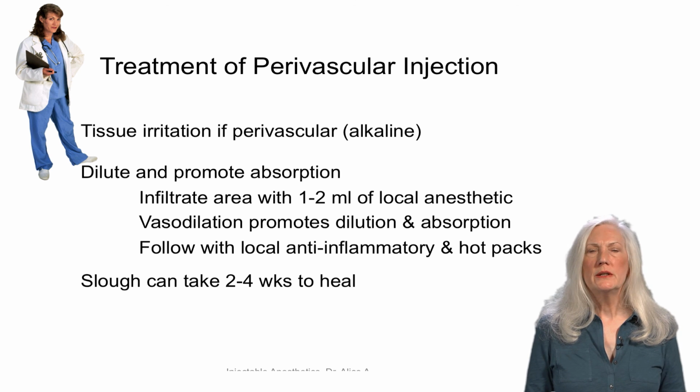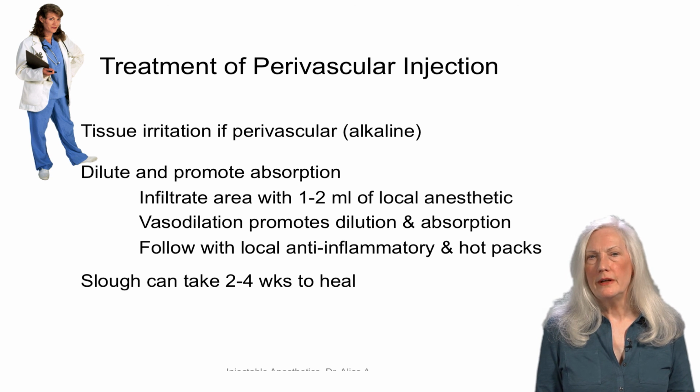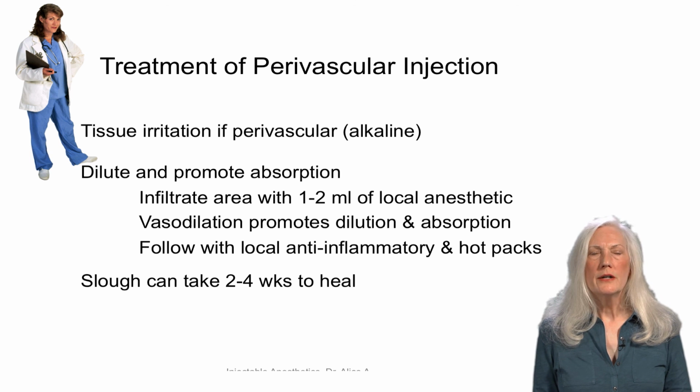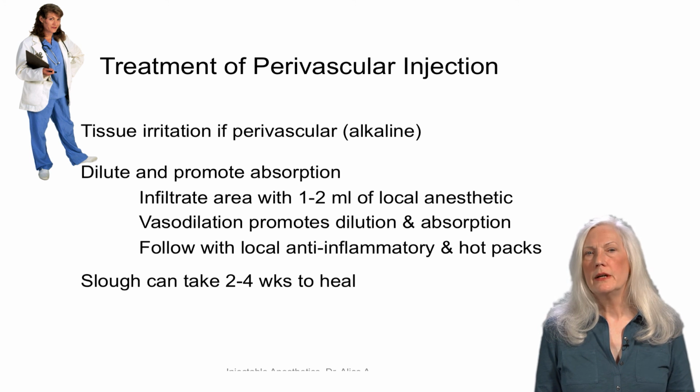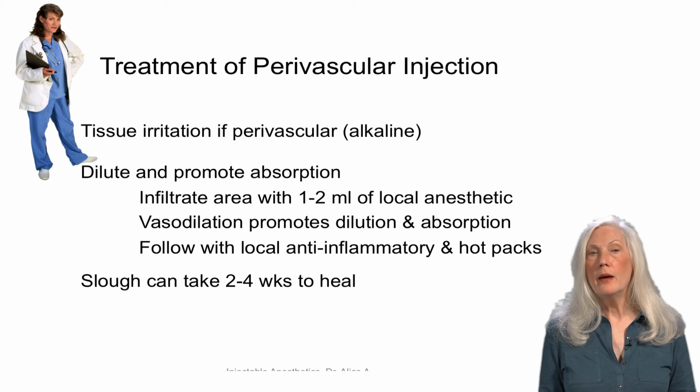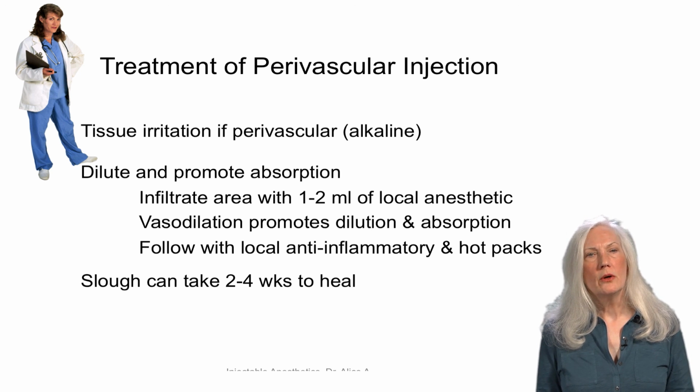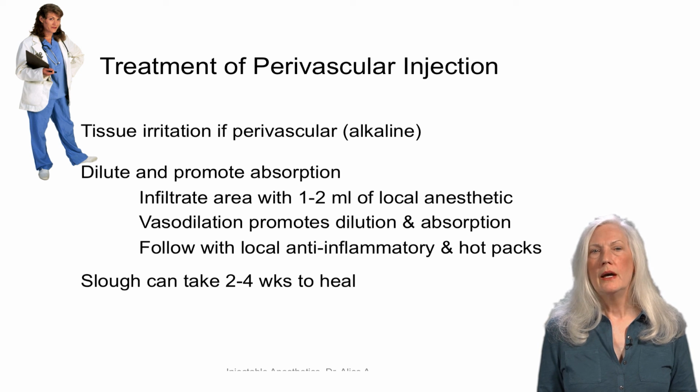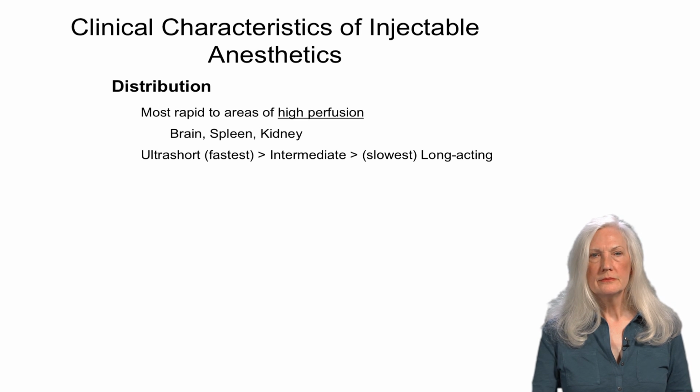But what if you inject intravenously, but it misses the vein? If it's a drug that causes sloughing, you should treat it by diluting the drug. Infiltrate the area with 1 or 2 mils of a dilute local anesthetic, and follow that with an anti-inflammatory compound and hot packs. The increased blood flow will help absorb the drug and lessen the inflammation. Even then, it may still take a few weeks to heal.